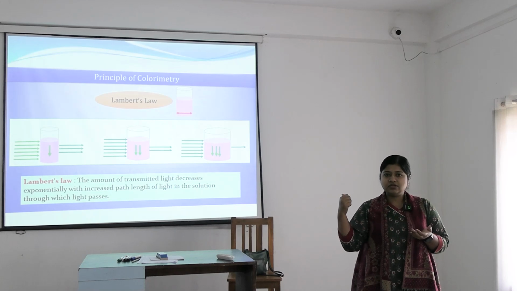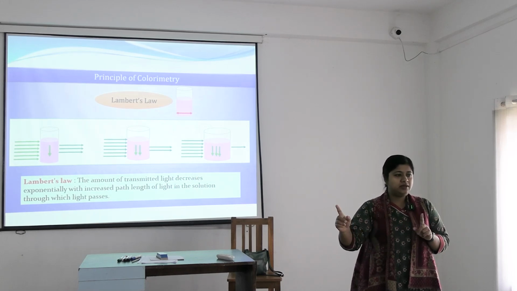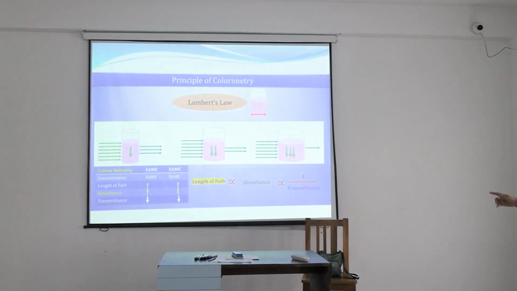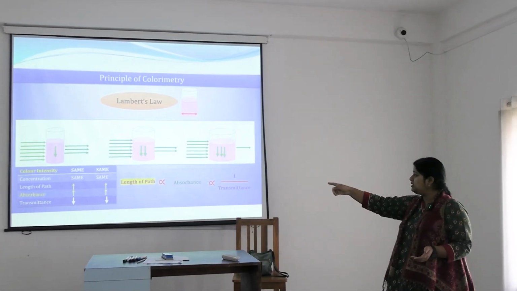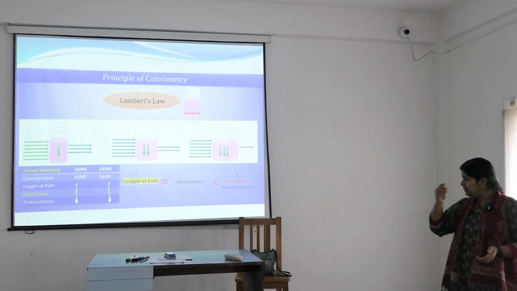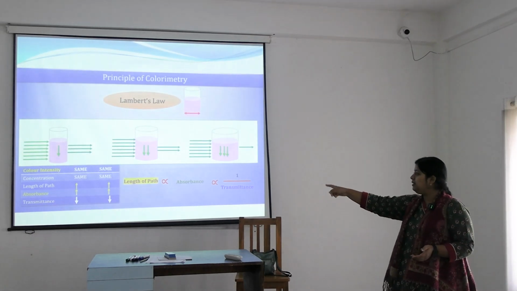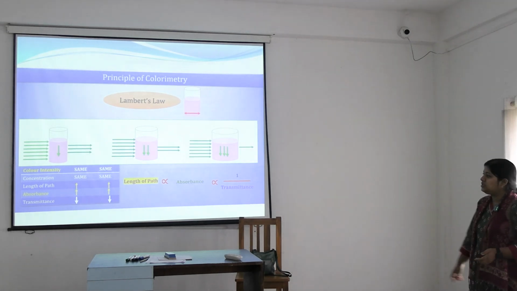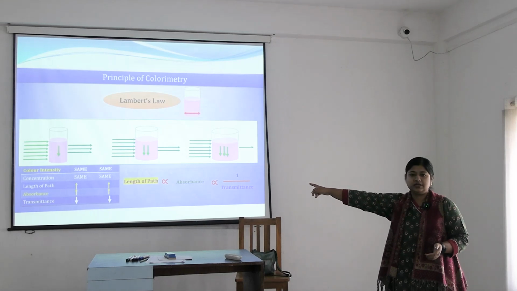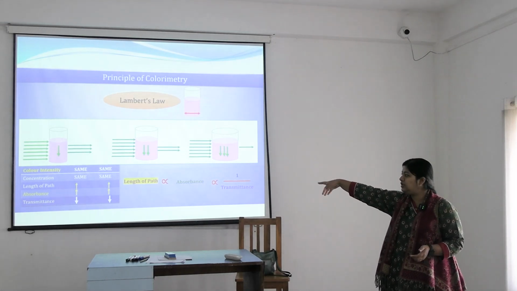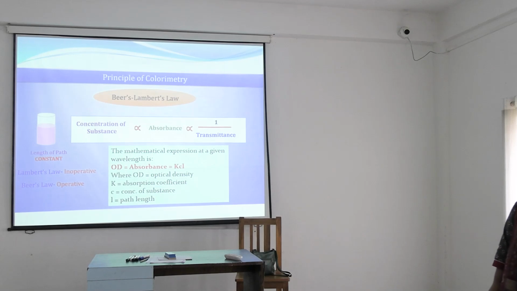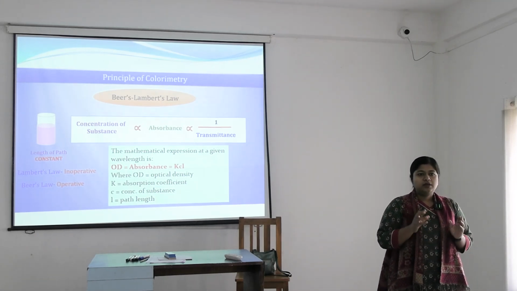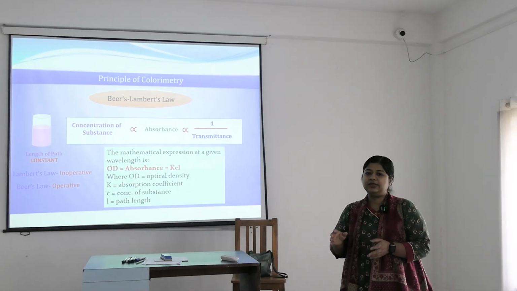In case of Lambert's law, what happens? As the pathway increases, the transmission decreases. Clear? So here is the equation for Lambert's law, or how we can write it. Path length is directly proportionate to absorbance and indirectly proportionate to transmittance, where the concentration is kept constant. Concentration in all of them is the same. Now by combining these two laws, in photometry we combine both the laws. So we call it Beer-Lambert's law.